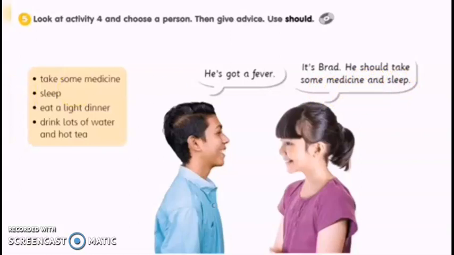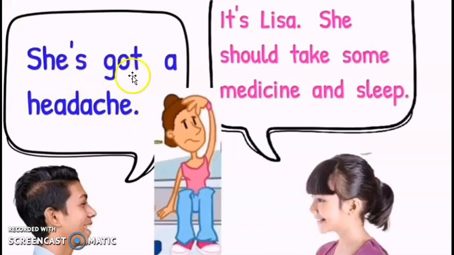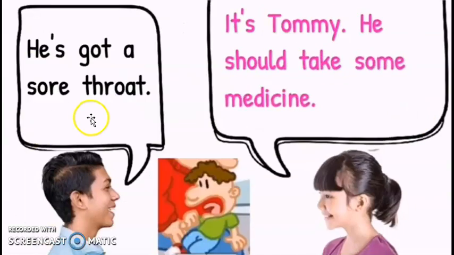Okay, and then let's look at another example. This one. She's got a headache. What should you answer? What's the girl's answer? It's Lisa. She should take some medicine and sleep. Okay, this is the advice. There are two advices here. The first one, she should take some medicine and also she should sleep. But when you combine two sentences, it will become she should take some medicine and sleep. Okay? Okay, next one.